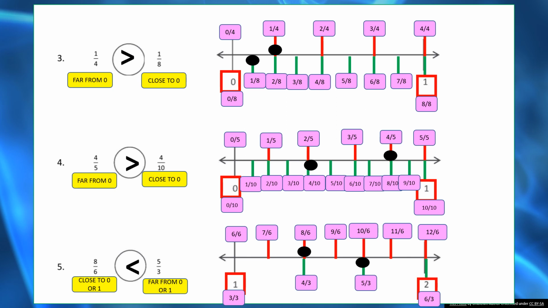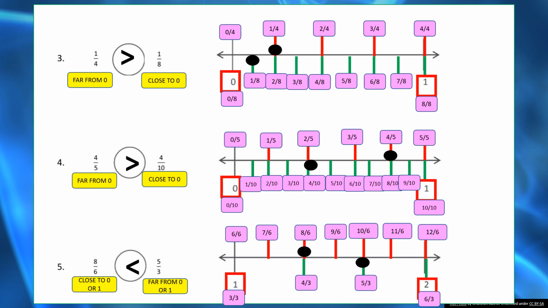And what about 5/3? If 8/6 is closest to 1, then that means that 5/3 is farthest from 1. All right, now, the closest it is to the smallest whole number, which will be 1, that means it's small. The farther it is from that number, that means that the fraction is larger.